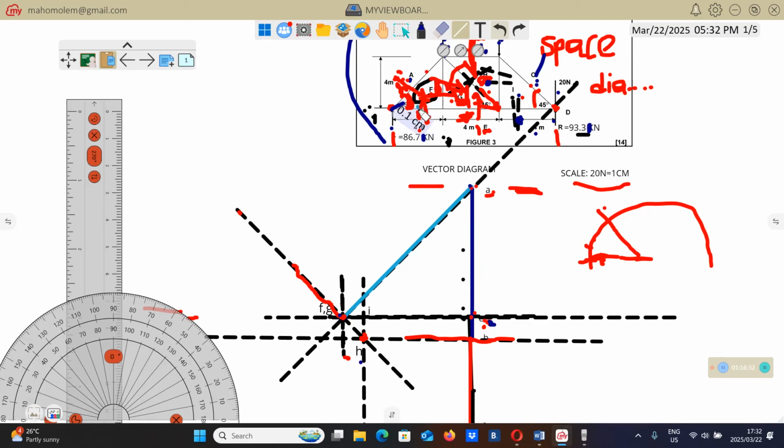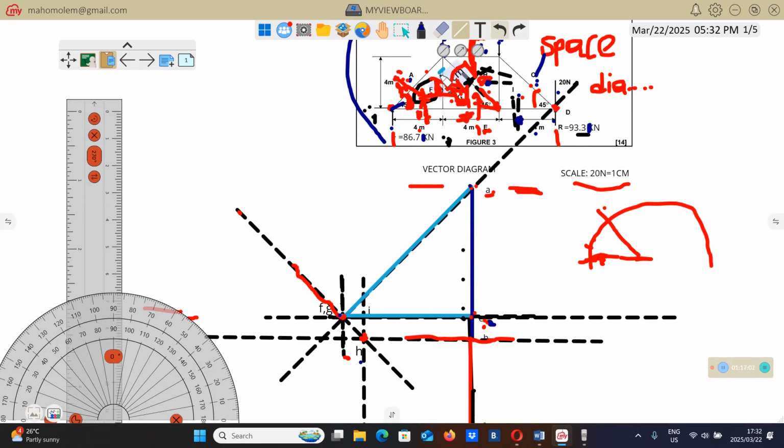I come to this member. This member here is between E and F. So I'm going to join EF. EF represents this member from here to there. Remember, this is E. This is E here. So I'm going to join from E to F.